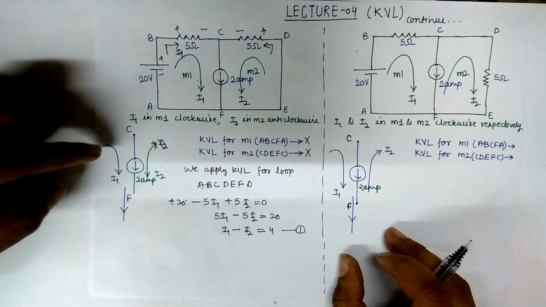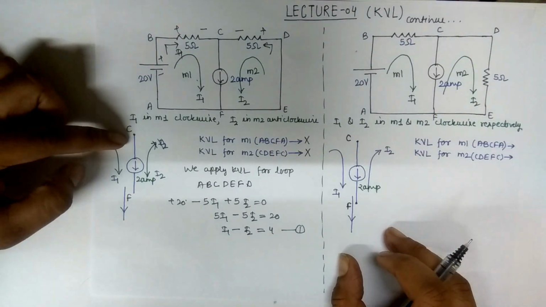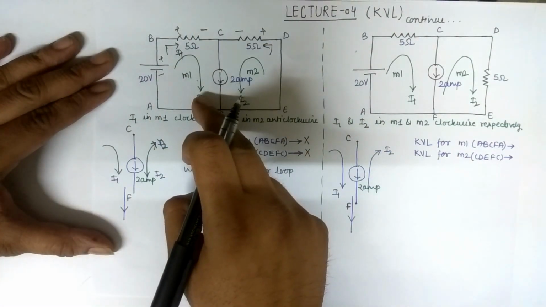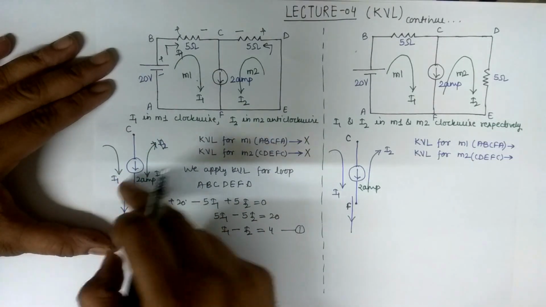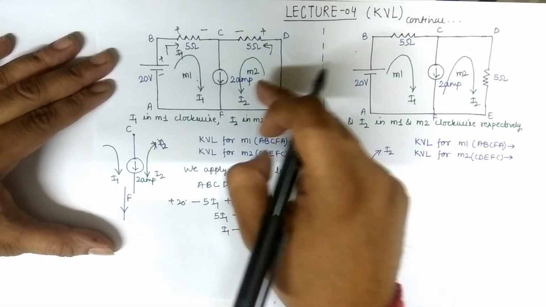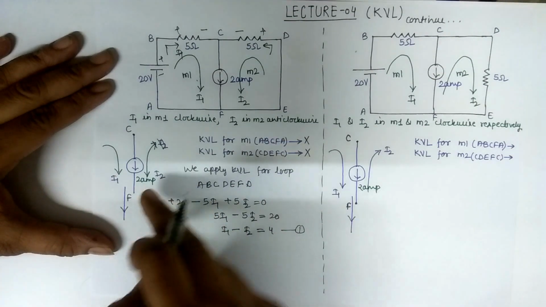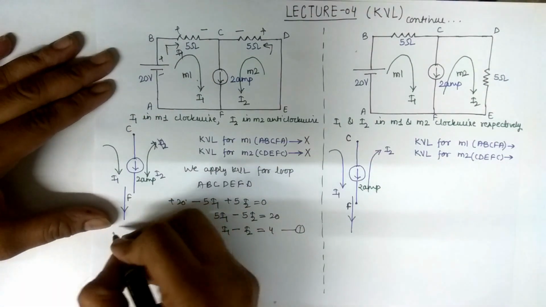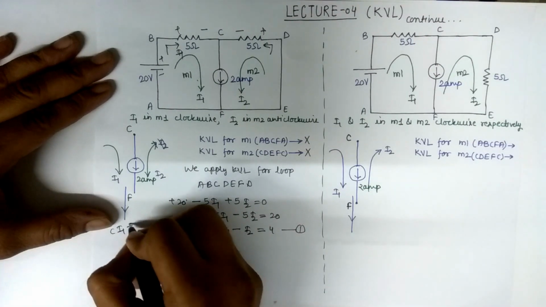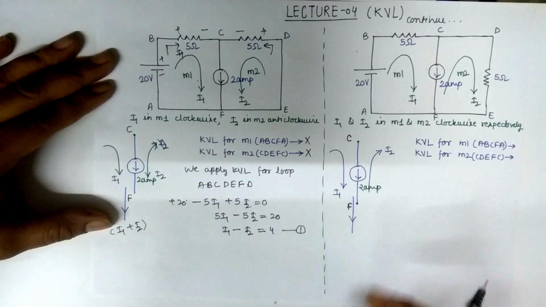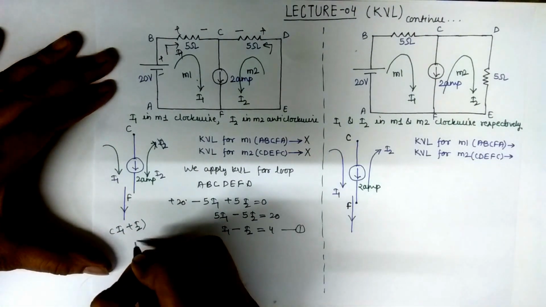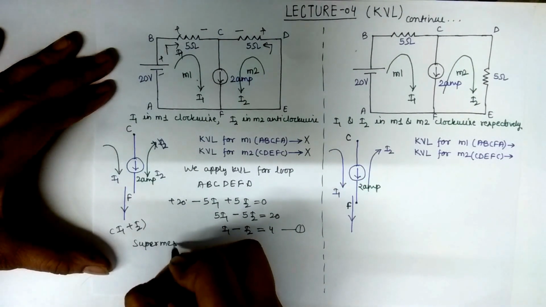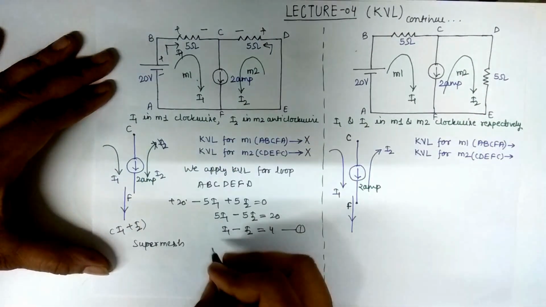Now in this section we make here CF. Current from M1 is I1. Current from M2 is anticlockwise I2 here. The net current flowing from C to F is I1 plus I2. So by using super mesh, it would be I1 plus I2 is equal to 2 ampere.